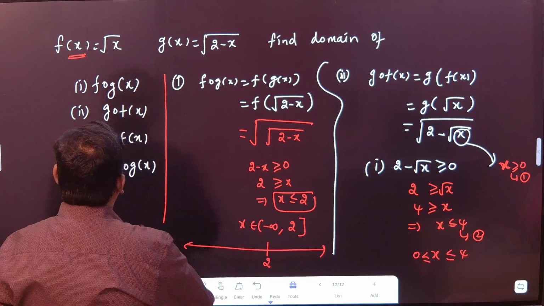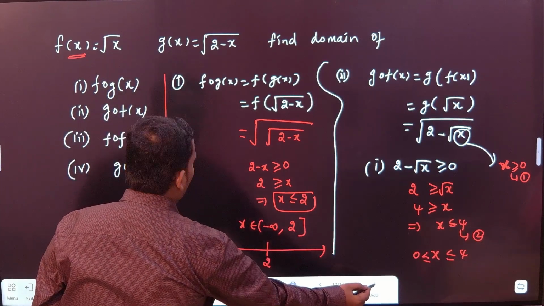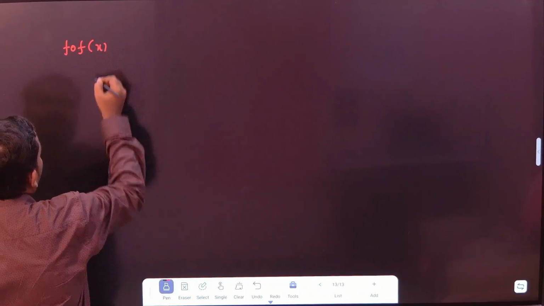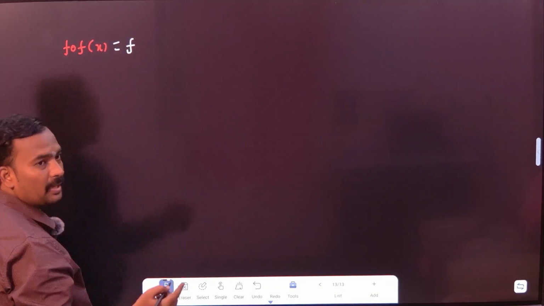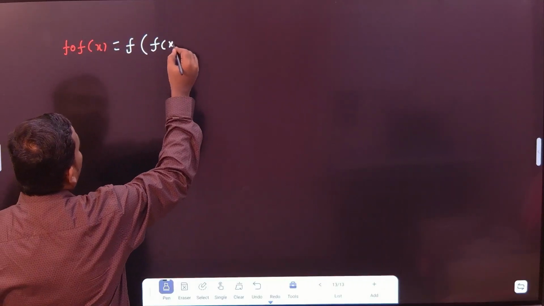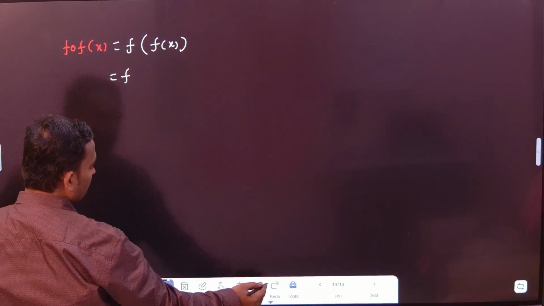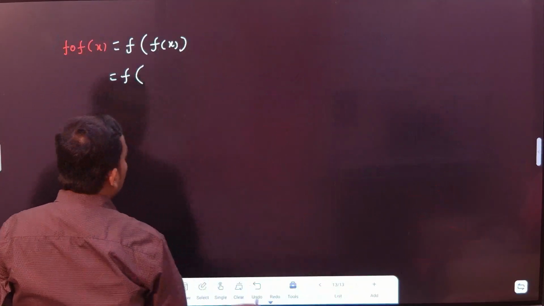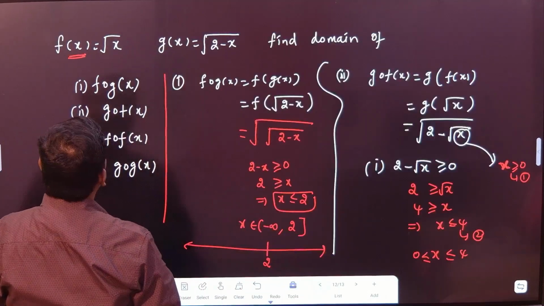Let me take a third one, f composition f of x. Let me take another page. F composition f of x, find out quickly. What is that? You can apply f on f of x, right? So what is f of x here? What is f of x? Square root of x, right? Square root of x. Now what is f of x again? Here square root of x only.